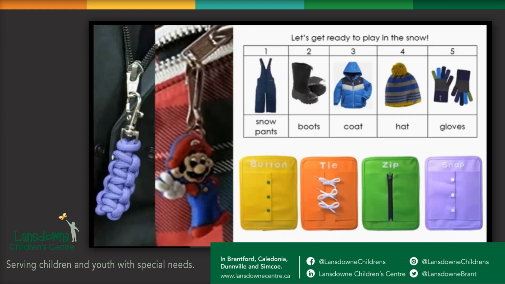And then there's an example of a visual schedule. So it's very simple, just helping them with the order of what to put on first, so it takes that cognitive demand out of the task and they can focus on the motor.